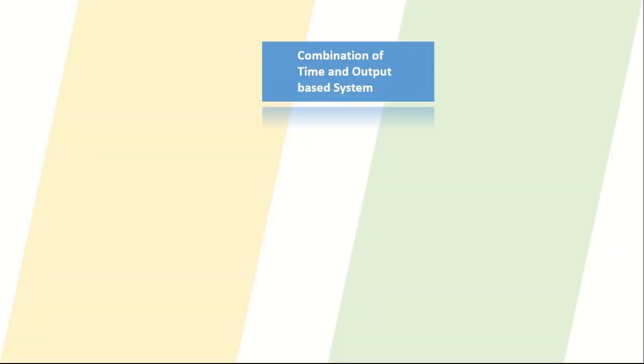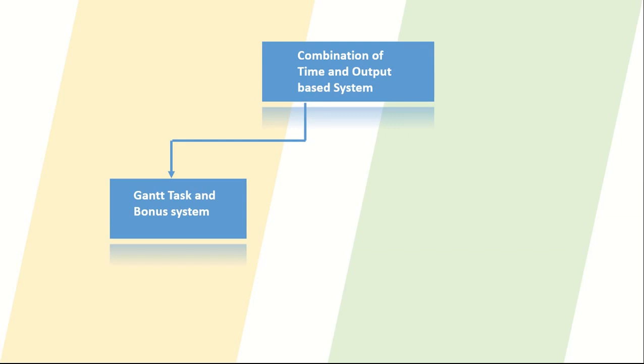Combination of time and output-based system. Gantt task and bonus system. Wages payable to workers under this plan are calculated as under. 1. When output is below the standard output, guaranteed time rate is paid. 2. When output is at par with standard output, time rate plus bonus of 20% of time rate. 3. When output is above the standard output, high piece rate or piece rate plus 20% of piece rate.